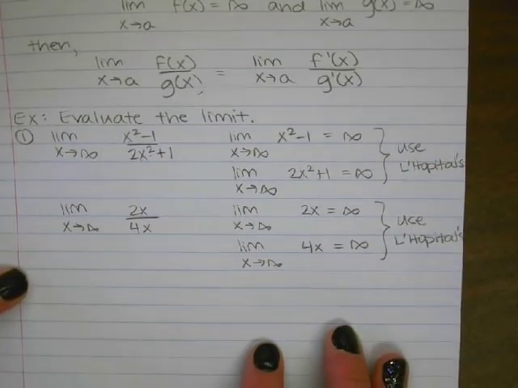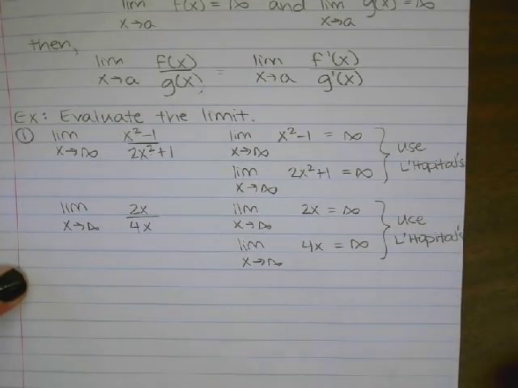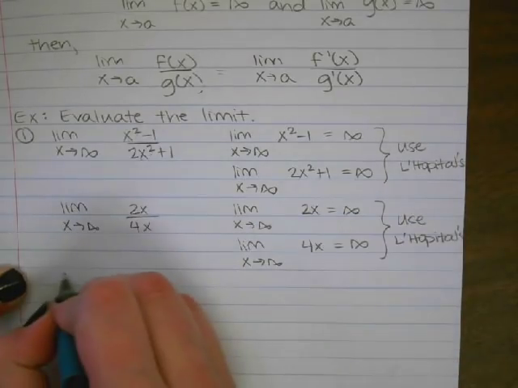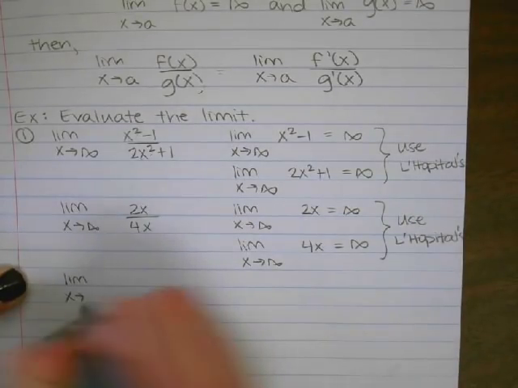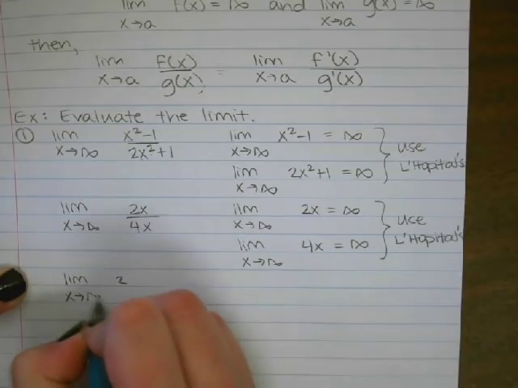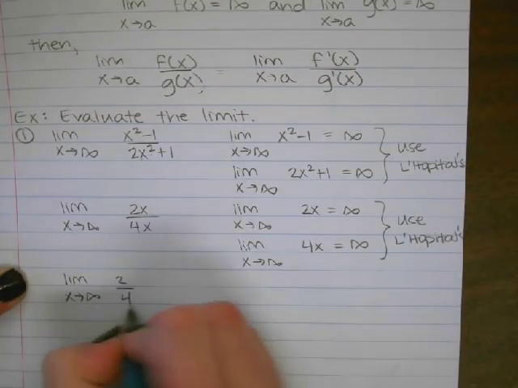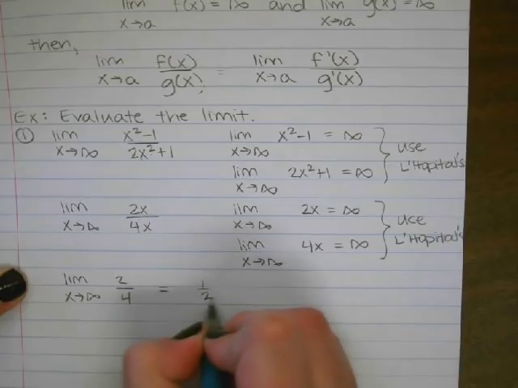Because these are nice problems to earn points on since they're not too difficult. All right, so we're using L'Hopital's again. I'm going to rewrite it again. The derivative of 2x is 2. The derivative of 4x is 4. And the limit of 2 over 4 is just 1/2.